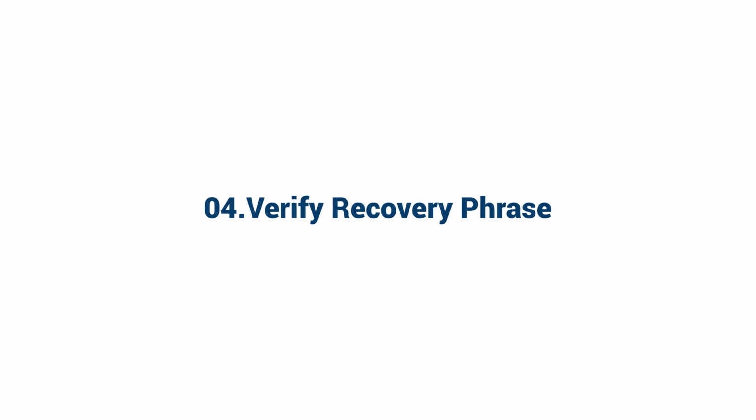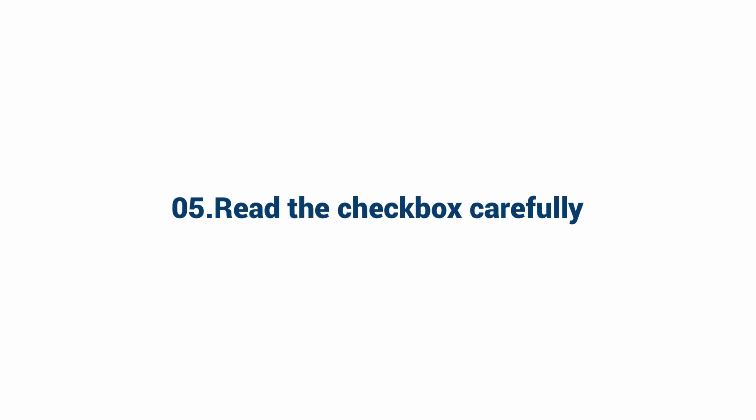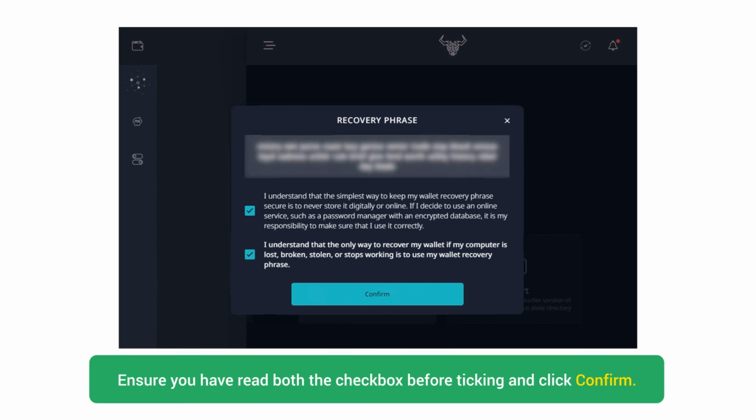Number 4. Verify recovery phrase. Enter your 24-word wallet recovery phrase that you have written down and click Confirm. Number 5. Read the checkbox carefully. Ensure you have read both the checkboxes before ticking and click Confirm.